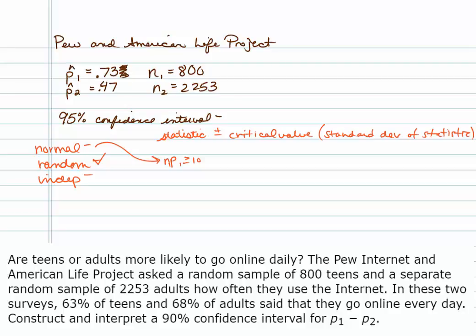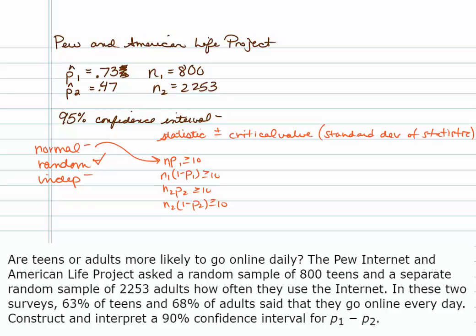NP has to be greater than or equal to 10. We use that greater than 30 rule for the means. This one we use this NP rule. So we need to actually do this 4 times. N1P1, N1 times 1 minus P1, N2P2, N2 times 1 minus P2. And see if all those conditions are met.